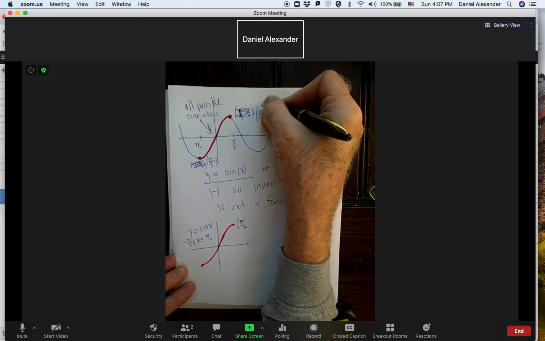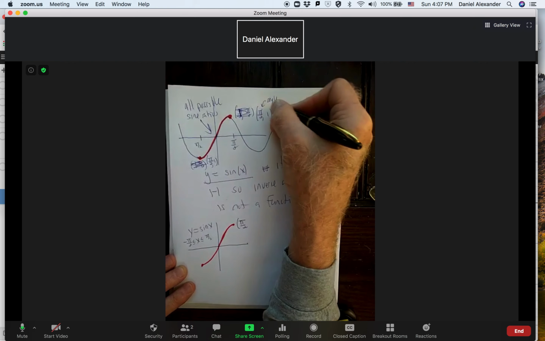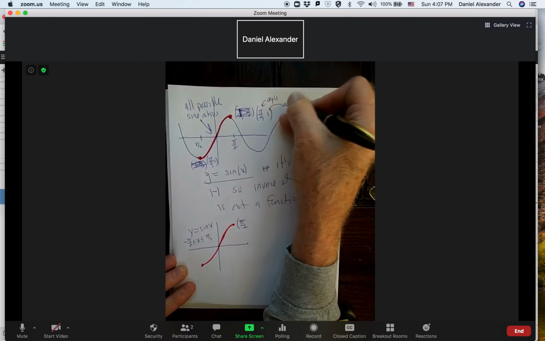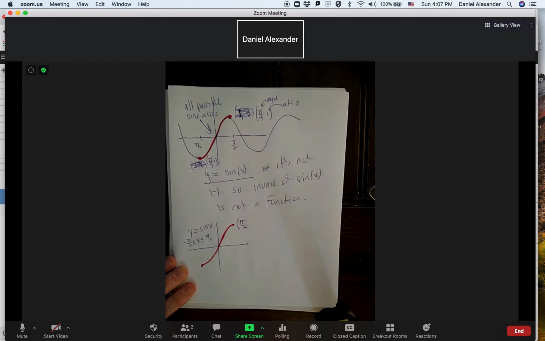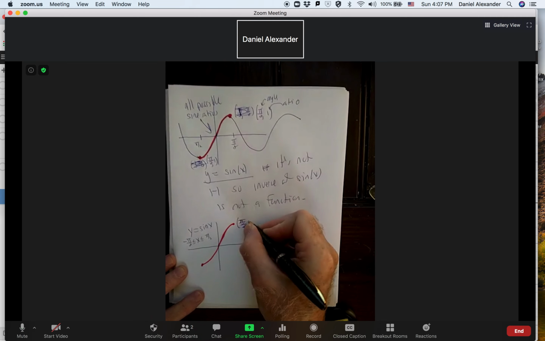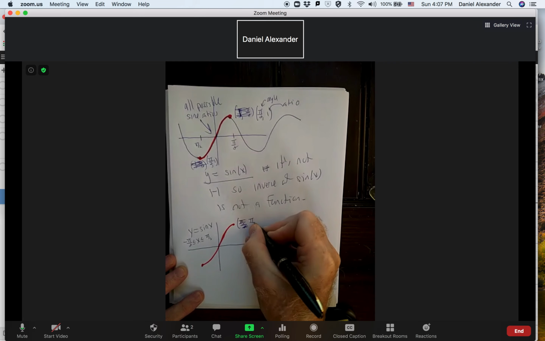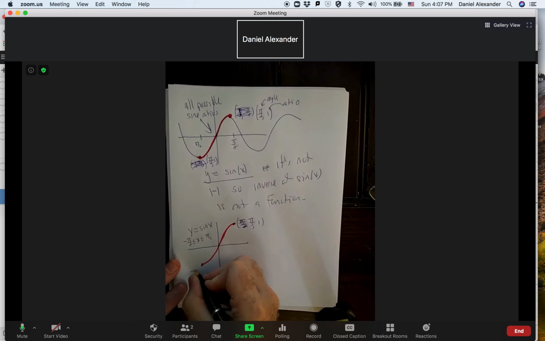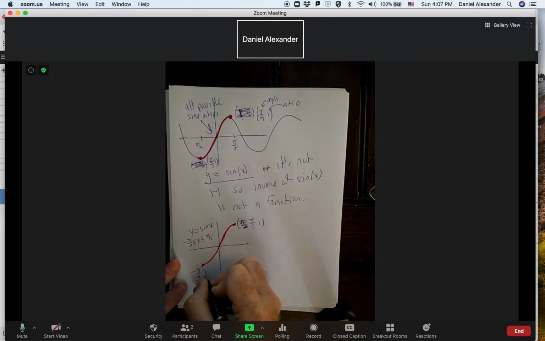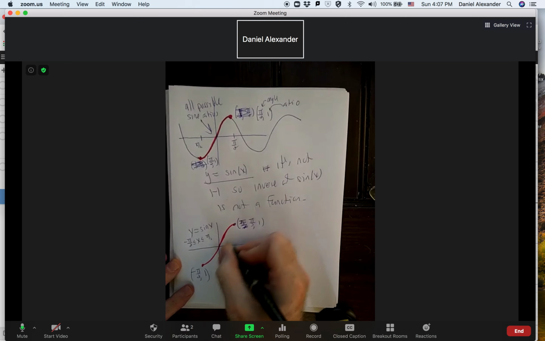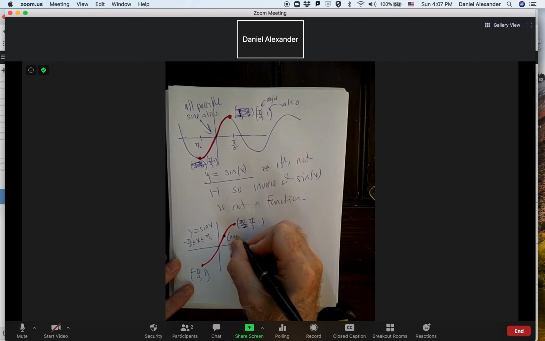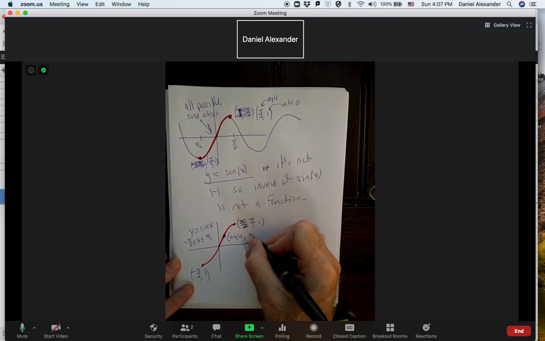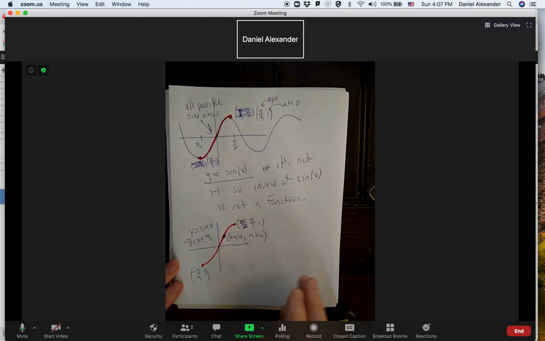Plug in an angle, you get a ratio back. Okay. Again, that's important. So let's fix that. So this point is going to be pi/2, 1. That's the endpoint here. This is going to be minus pi/2, 1. So if I take any random point here, I have an angle for the x-coordinate and a y. The y-coordinate is the ratio.